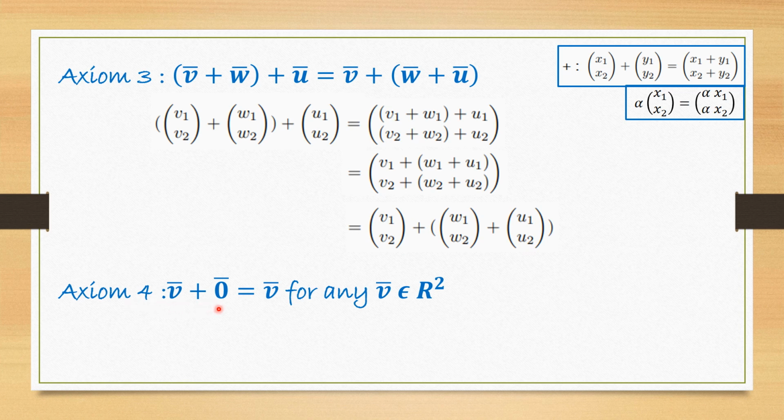Axiom 4. V vector plus 0 vector equal to V vector for any V vector in R2. Here, the 0 vector is what? The element which when added with any element V vector should give you the same V vector. What is that 0 vector in R2? That 0 vector is (0, 0), which when added with (v1, v2) results in (v1, v2). So for R2 space, the 0 vector is (0, 0).